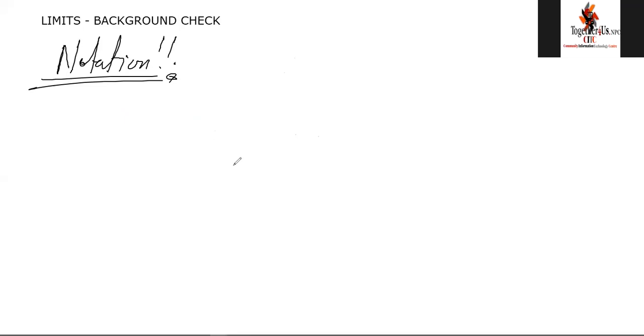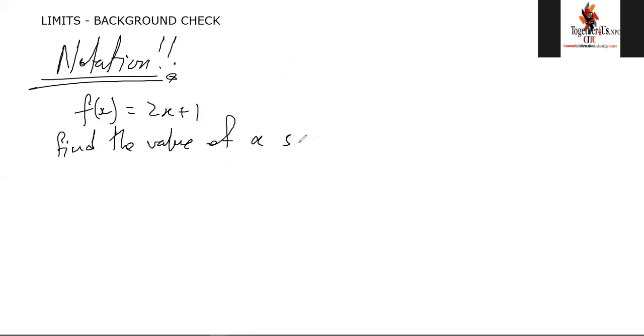Okay, there's a question, for example, I will give you. Let me take the same f of x. I'll give you a function and say f of x is 2x plus 1. Then I'll say, find the value of a such that f of a is equal to 2. And this is where the problem starts.